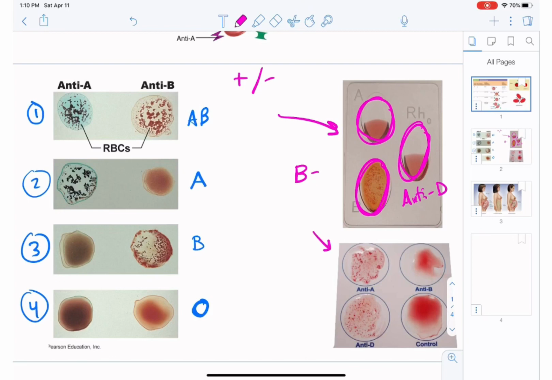What about this individual down here? And again, anti-D is testing for the RH factor. This individual is A positive.